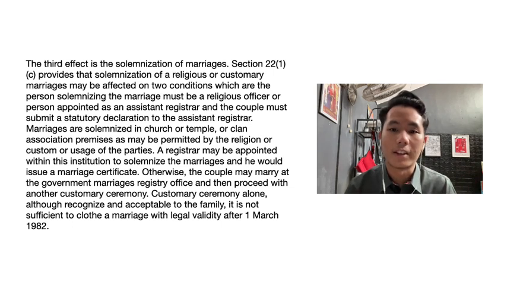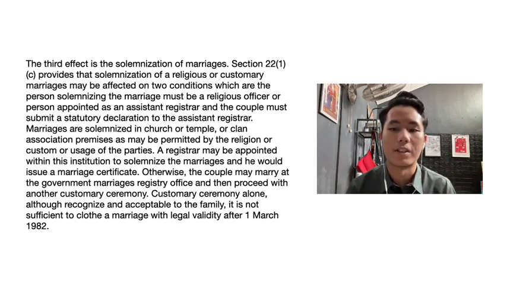Section 72 recognized marriages falling outside the Act, but within the customary law. The third effect is the solemnization of marriage. Section 22, subsection 1, subsection C provides that solemnization of a religious or customary marriage may be effected on 2 conditions, which are the person solemnizing the marriage must be a religious officer or person appointed as an assistant registrar, and the couple must submit a statutory declaration to the assistant registrar.